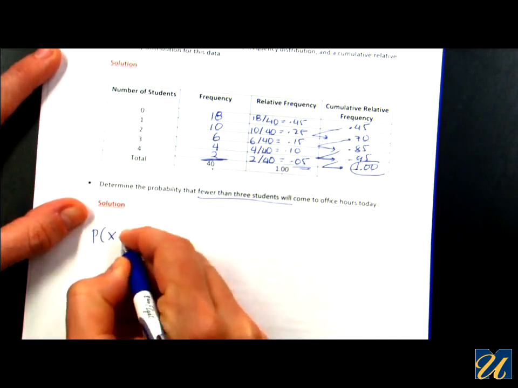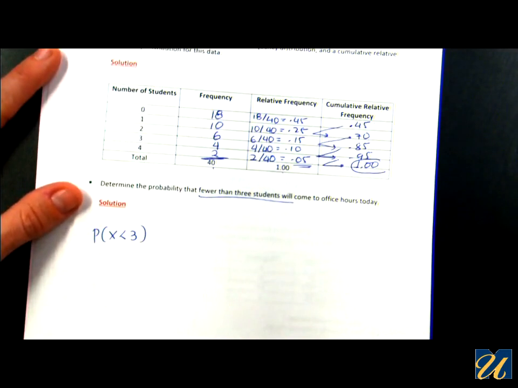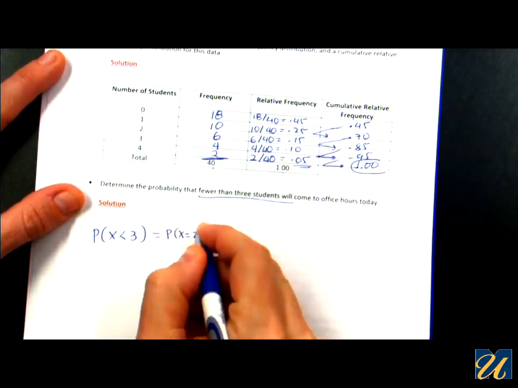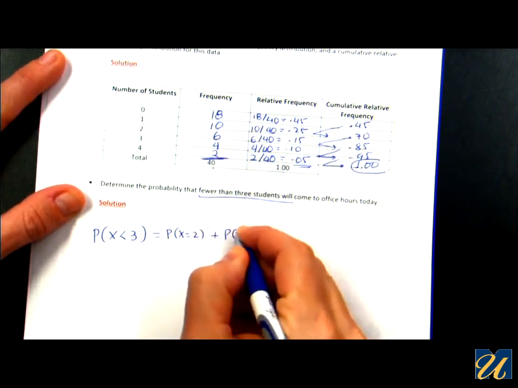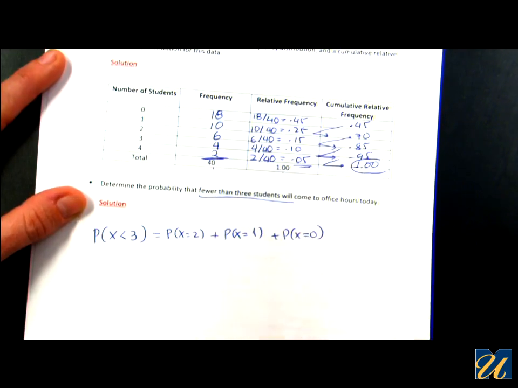Determine the probability that fewer than 3 students will come to office hours today. Fewer than 3, you're looking for the probability of x to be less than 3. Less than 3 is what? Either 0, 1, 2. So this will be equal to the probability of x equal to 2, plus the probability of x equal to 1, plus the probability of x equal to 0.